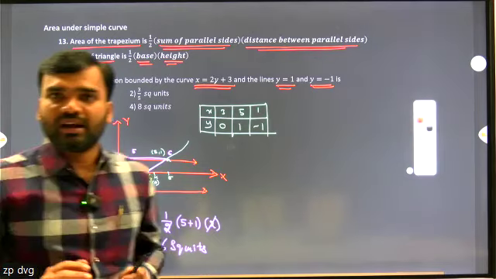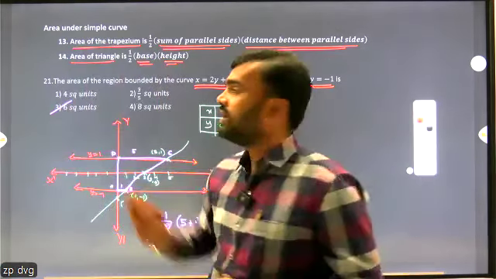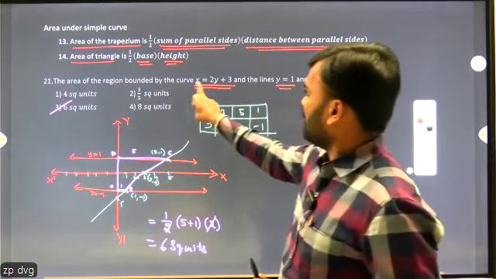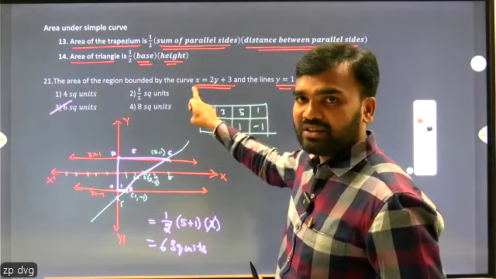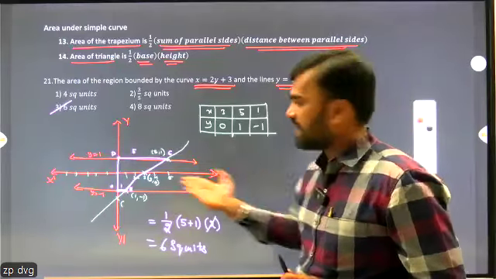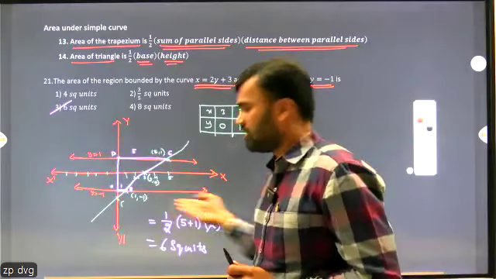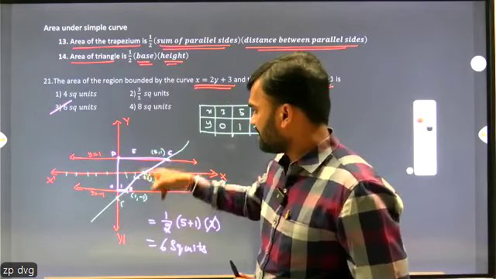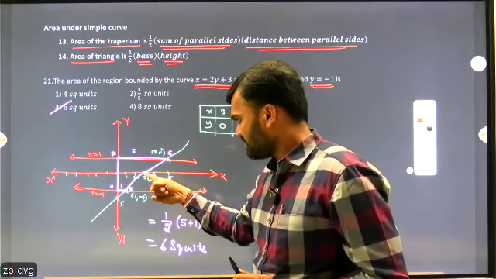Sir, are you following or not? What is given, what do we have to do? See, the area of the region bounded by the curve x is equal to 2y plus 3 and the lines y is equal to 1 and y is equal to minus 1. I want to draw the graph of y is equal to 1, y is equal to minus 1. After that, y is equal to 0 means x is equal to 3.